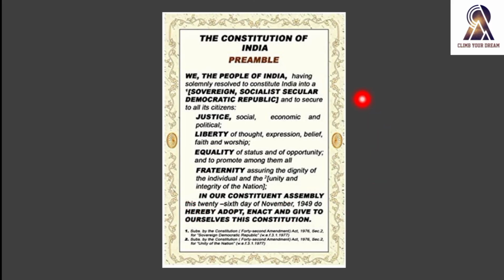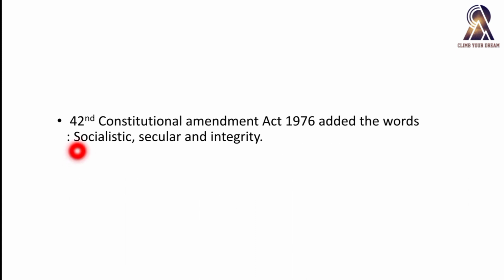I hope now you can understand the preamble in much better way. Before ending this video, I have to mention that the words socialistic, secular, and integrity were added in 42nd Constitution Amendment Act 1976 and were not there in the original form of preamble. But that doesn't mean that India was not socialistic or secular or was not integrated before that. All these qualities were there in the Constitution, but it was merely mentioned explicitly in the preamble by this amendment. That's it for this video.